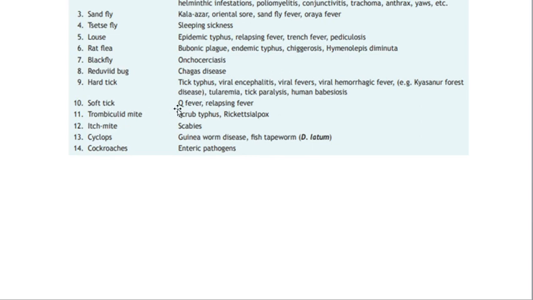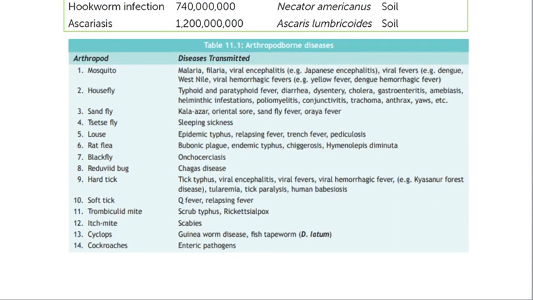tick is responsible for causing Q fever or query fever, and you can see Cyclops is responsible for causing fish tapeworm disease. At the same time, it is responsible for causing guinea worm disease. So these are the important list of questions that you can expect for your GATE zoology paper.